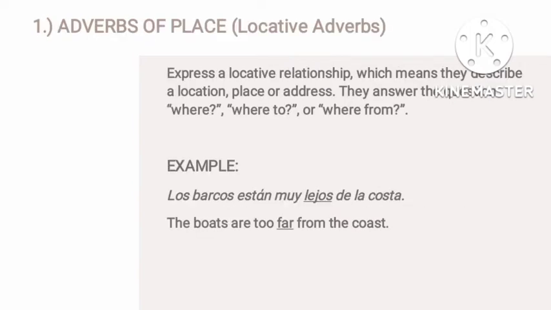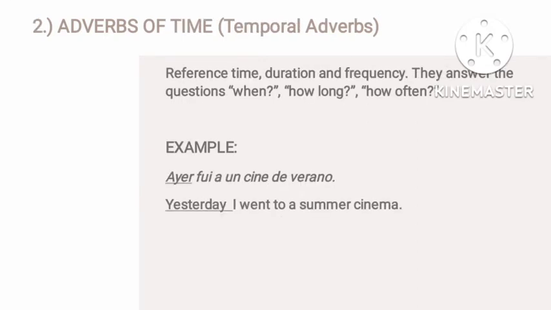The first one is the adverbs of place, or locative adverbs. They express a locative relationship, which means they describe a location, place, or address. They answer the questions where to, or where from. The second one is the adverbs of time, or temporal adverbs. Reference time, duration, and frequency. They answer the questions when, how long, and how often.